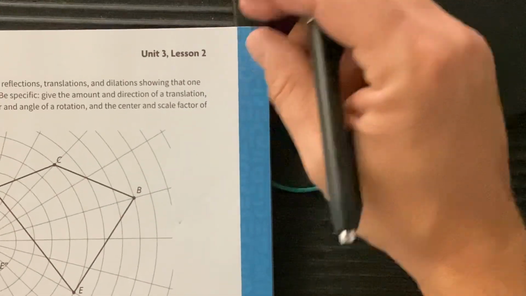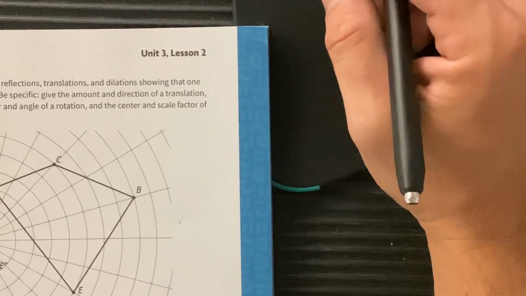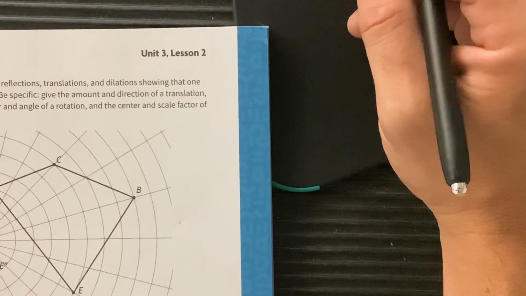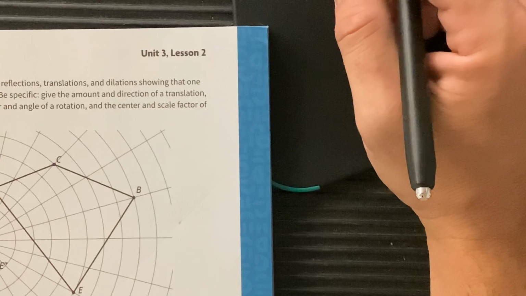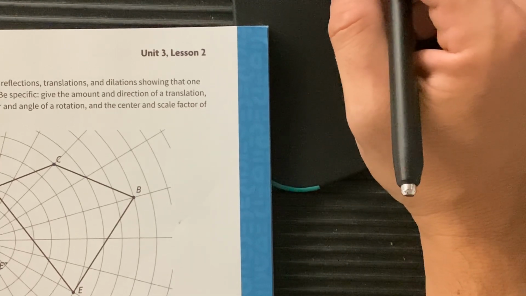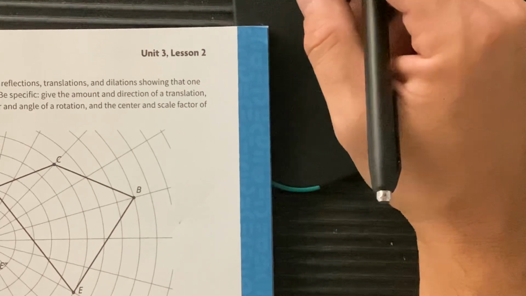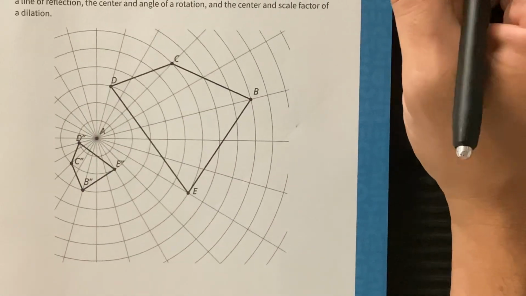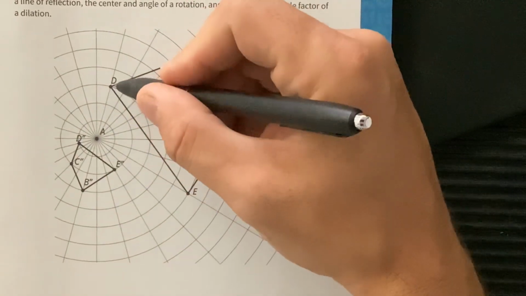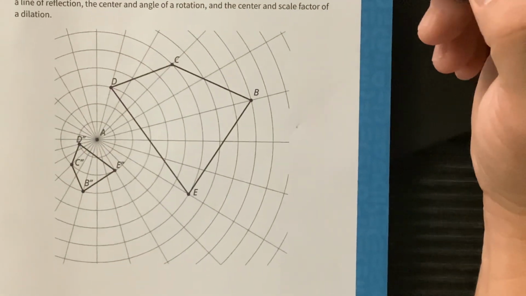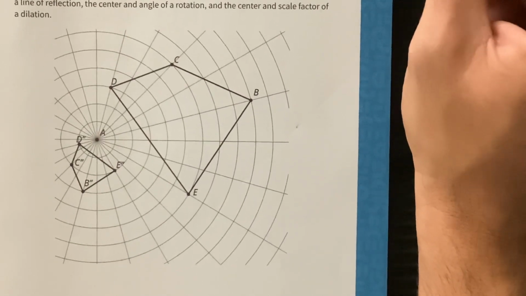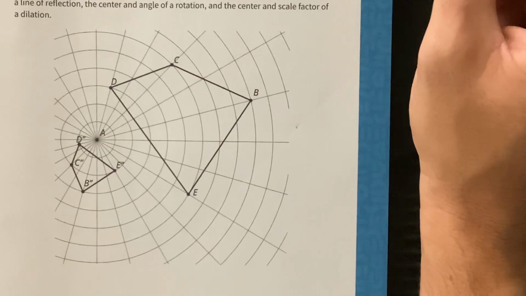Find a sequence of rotations, reflections, translations, dilations to show that they are similar. Be specific and give the amount and direction, a line of reflection, the center and the angle of rotation, and the center and scale factor. That's a lot of things it's asking us. Obviously we're going from big to small, from here to this one. What are some things that have happened? How do I get from big to small?